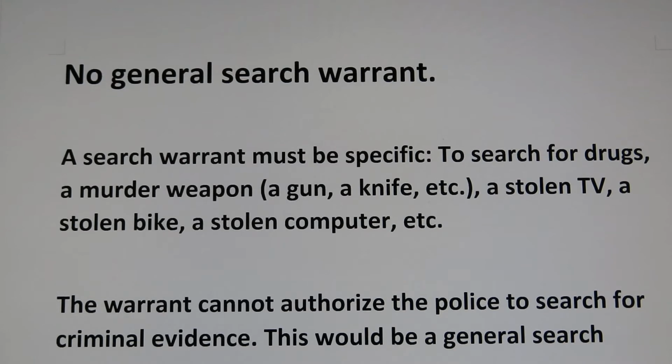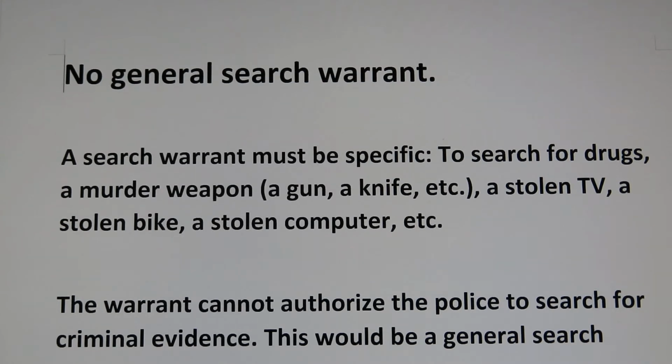Search warrant is also issued by a judge. So the process of applying for a search warrant is like this. If police believe they have probable cause to conduct a search, they would prepare an affidavit, and they would bring this affidavit together with their supporting evidence to a judge or magistrate, to demonstrate they have probable cause to conduct the search. After the judge examines the affidavit and the supporting evidence, the judge will make a decision whether to issue the search warrant or not.